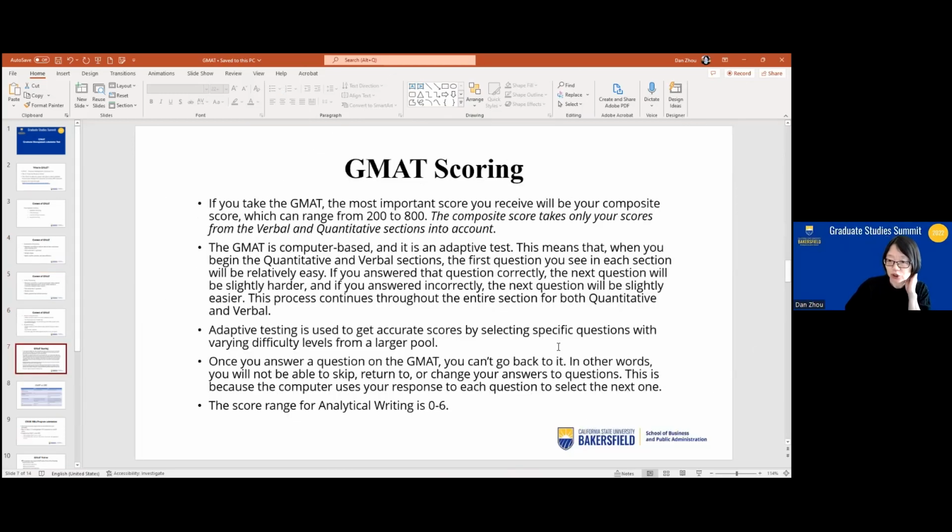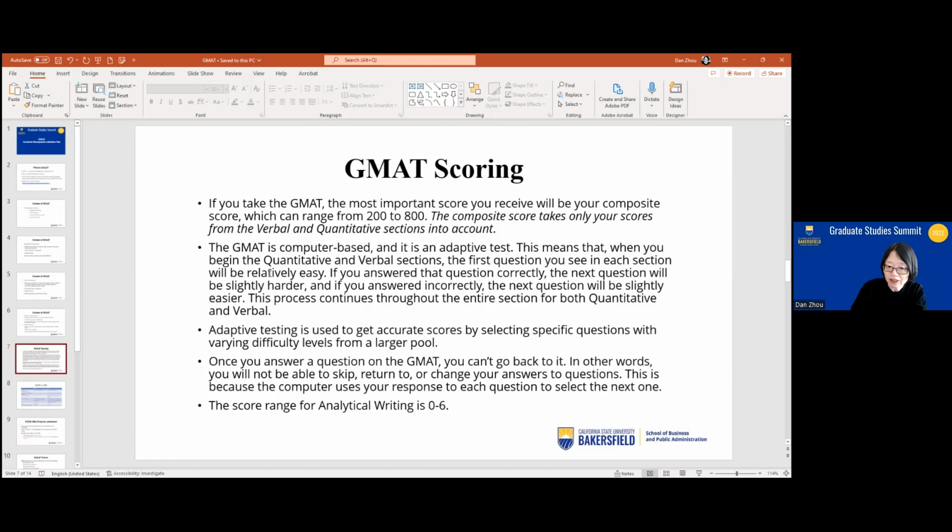Then, if you take the GMAT exam, how is it scored? The most important score you receive will be your composite score, which ranges from 200 to 800. 200 is the minimum score, and 800 is the maximum. This composite score relies only on the first and second sections, quantitative reasoning and verbal reasoning. So your composite score based on these first 2 sections is what we consider for admission to our MBA program.